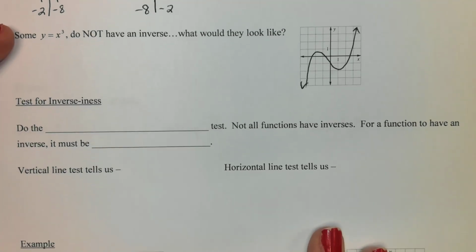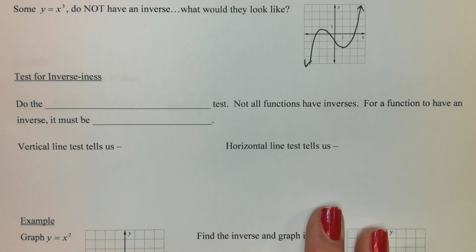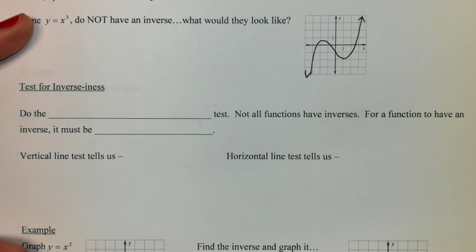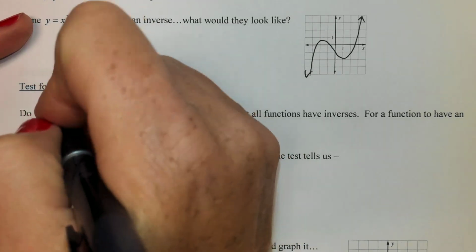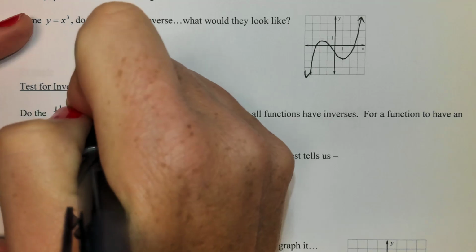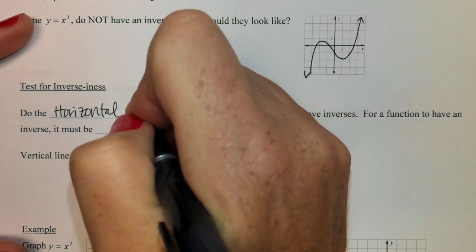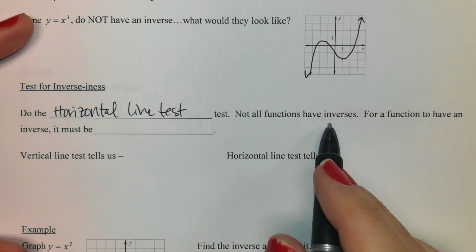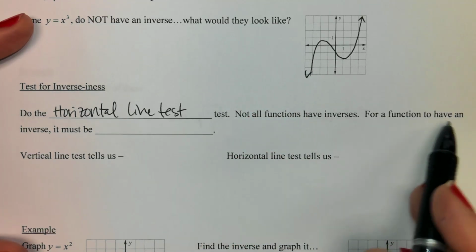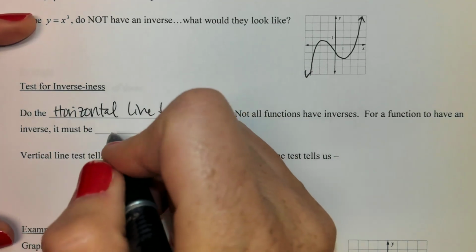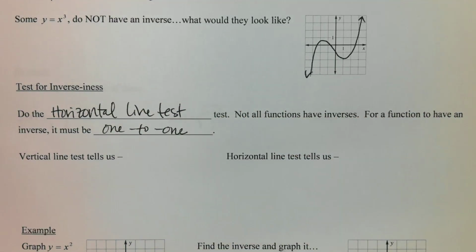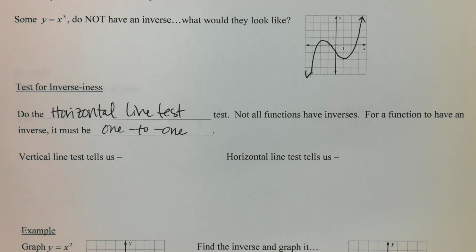So how are we going to know when we look at functions whether or not they have inverses? Well, you've actually learned about the vertical line test. That tests if something is a function. The horizontal line test tells you if something has an inverse. So not all functions have inverses. I just pointed one out to you. For a function to have an inverse, it must be one-to-one. So that means for every x value, we get one y value. You can't have any repeats.